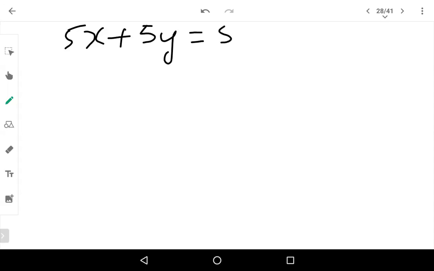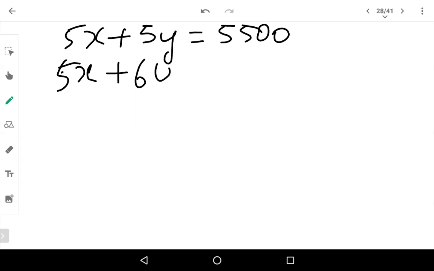So what is the answer I get? If I multiply equation 1 with 5, I get 5x plus 5y is equal to 5500, and then I get 5x plus 6y. This I have multiplied with 1. Okay, Rakshita got the answer. Yeah. Good, Rida. Good, Rakshita.